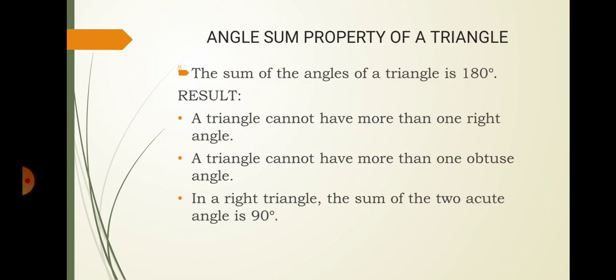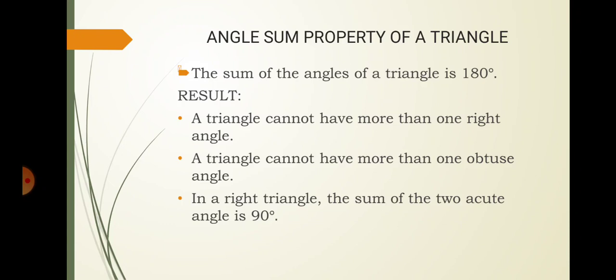Next, angle sum property of a triangle. If you add all the three angles of a triangle, it should be exactly 180 degree. That's called the angle sum property of a triangle. Again, we have a few more results to remind. A triangle cannot have more than one right angle. As per the angle sum property, it shows 180 degree. If one angle is 90 degree, then obviously the other cannot be a right angle. A triangle cannot have more than one obtuse angle. Again the same, because the angle sum property shows that if you add all the three angles, it should be exactly equal to 180 degree.